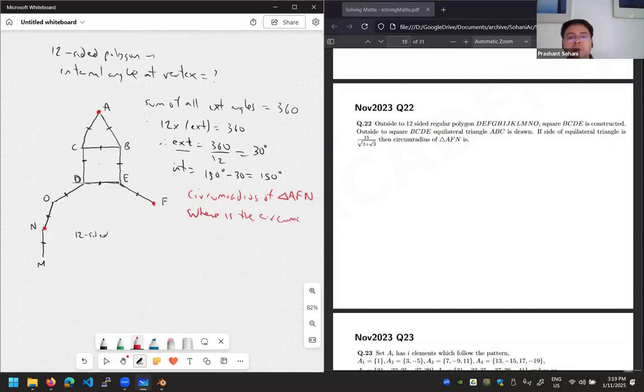Okay, and what is the circumcenter? It is the point which is on all the 3 perpendicular bisectors, right? So if I drop the perpendicular bisectors of AF, FN, and NA, wherever they meet, that is where the circumcenter is going to be. Out of all these 3 perpendicular bisectors, what I realized is that the perpendicular bisector of FN is very easy to see. Why? Because this is a regular polygon, right? So because all these lengths are equal, in fact the perpendicular bisector of FN passes through D. Okay, so you see the perpendicular bisector of FN goes through D.